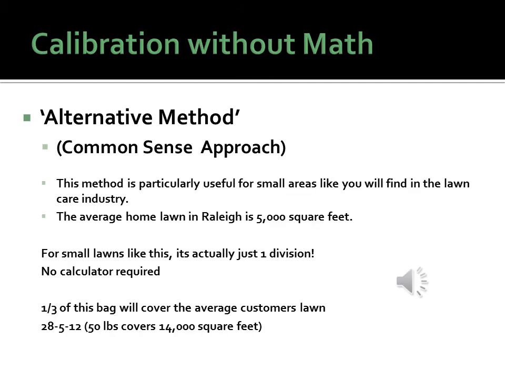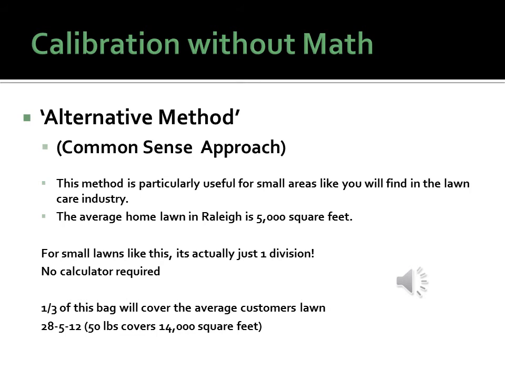This method is particularly useful for small areas that you will find in the lawn care industry. The average home in Raleigh is what? 5,000 square feet. You know, postage stamp lots, guys. And for small lawns like this, it's actually just 1 division. You don't even need a calculator. So, we're still using our 28-5-12 50-pound bag. We know it's going to cover 14,000 square feet, and you'll see that on the actual analysis sheet. Usually it's just a piece of paper printed off a computer and glued to the bag. It'll have your analysis and say this bag will cover X amount of square feet.